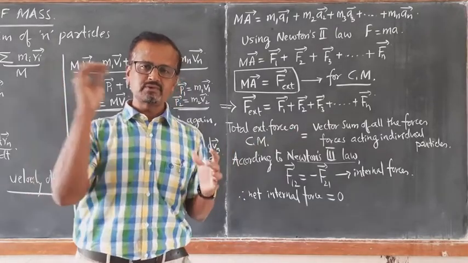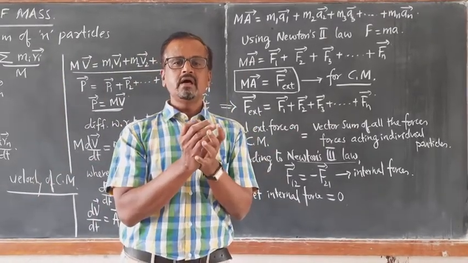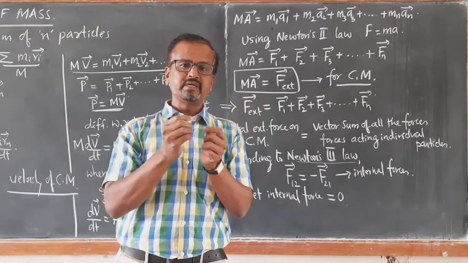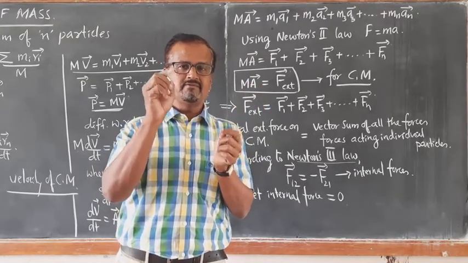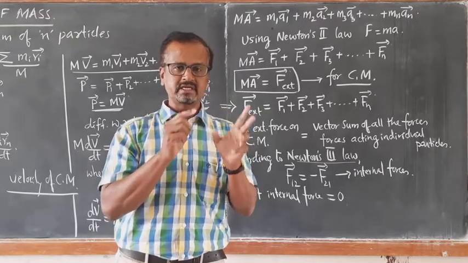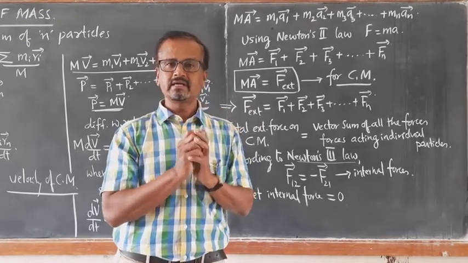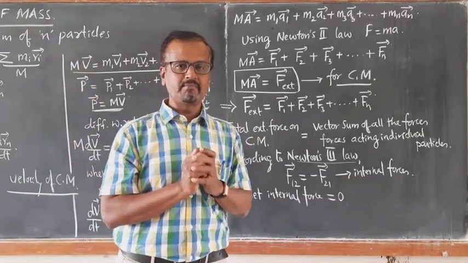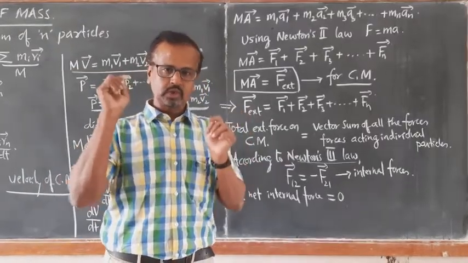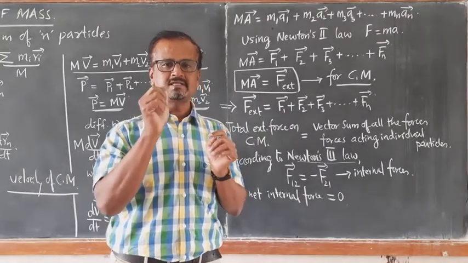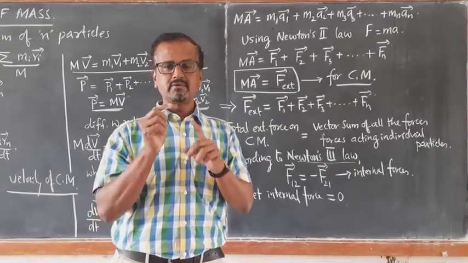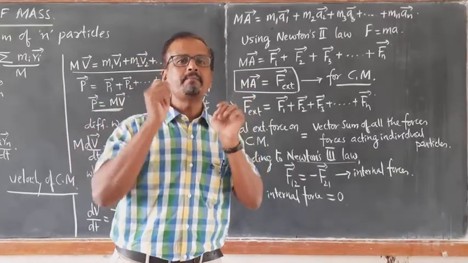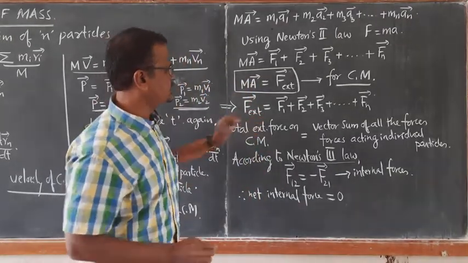When an external force acts on a system of n particles, each particle experiences a different force: F1 for the first particle, F2 for the second particle, F3 for the third particle, and so on. But the total external force acting on the center of mass is equal to the vector sum of all the forces acting individually on the particles. That is the meaning of this equation.